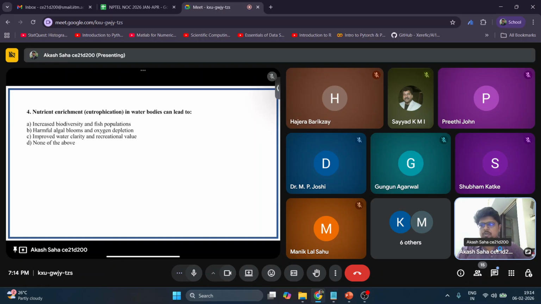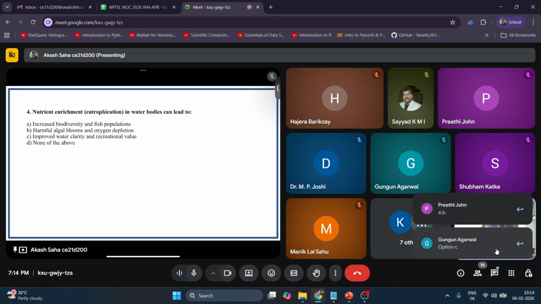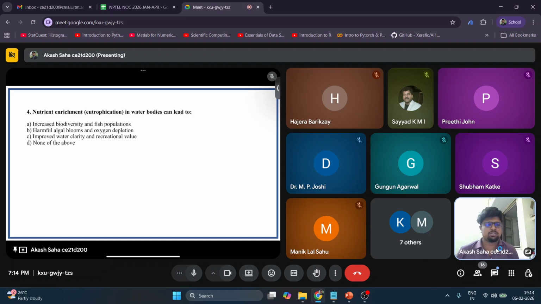Moving forward, nutrient enrichment or eutrophication in water bodies can lead to: increased biodiversity and fish populations, harmful algal blooms and oxygen depletion, improved water clarity and recreational value, or none of the above. Okay, any other answer? So, what will happen if there is a nutrient enrichment? Nutrient enrichment, okay, or in bracket, it is also called eutrophication.